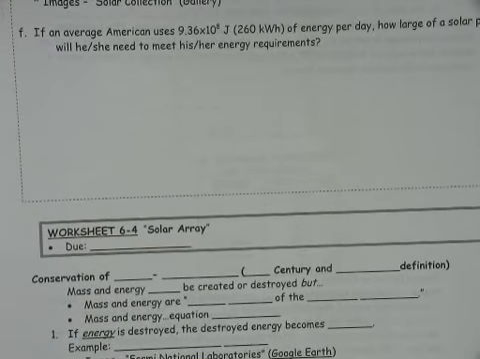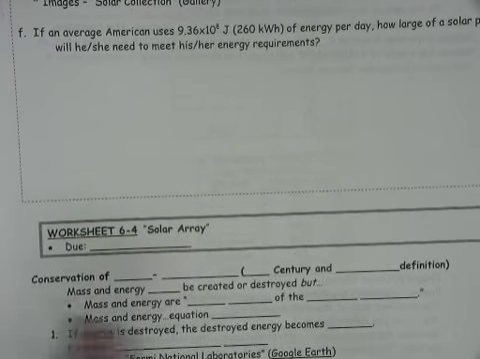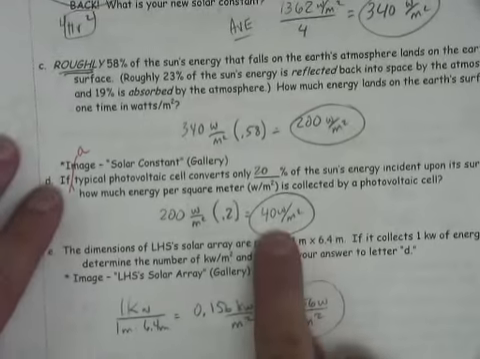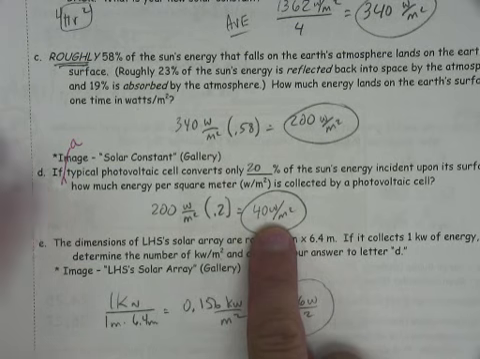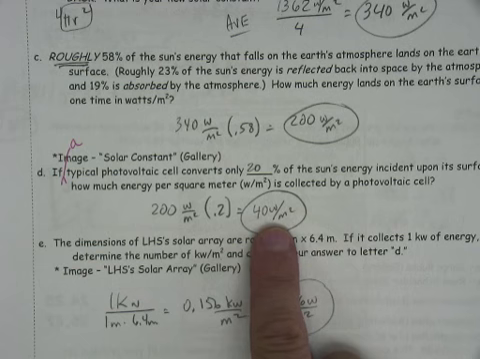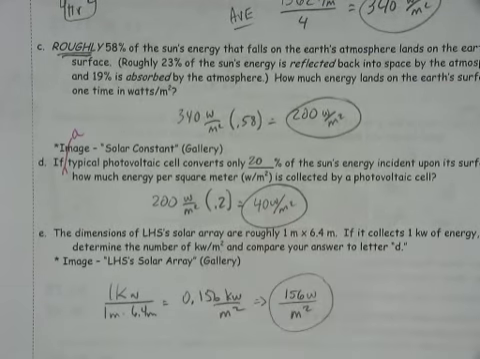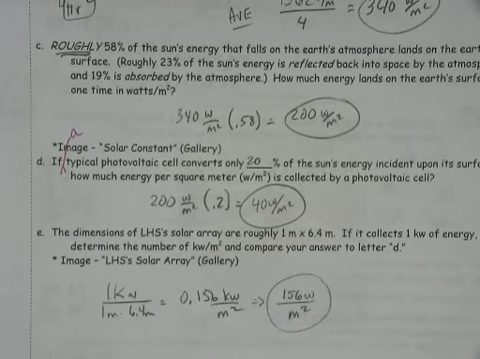So if an average American uses 9.36 times 10 to the 8th joules, which converts to 260 kilowatt hours of energy per day, how large of a solar panel will he or she need to meet his or her energy requirements? So the question is, if this number down here is true, then on the average, we're going to collect 40 watts per square meter. And you want to say, all right, enough of fossil fuels, enough with the nuclear energy. I only want to go solar. Well, and you don't want to change your lifestyle. How big of a solar array would you need if that's the best you can do?